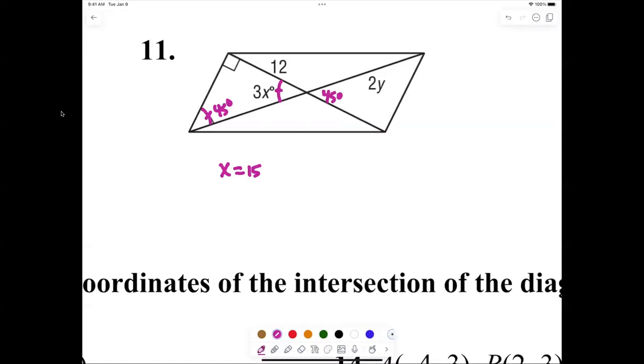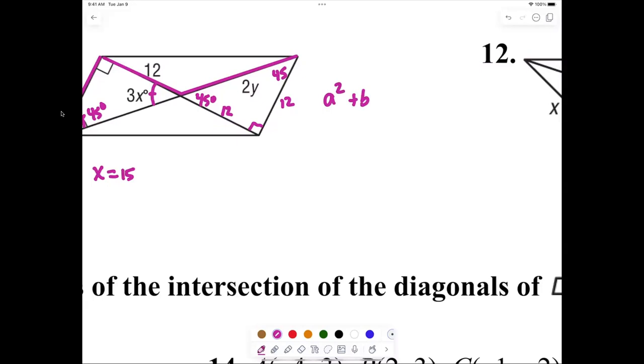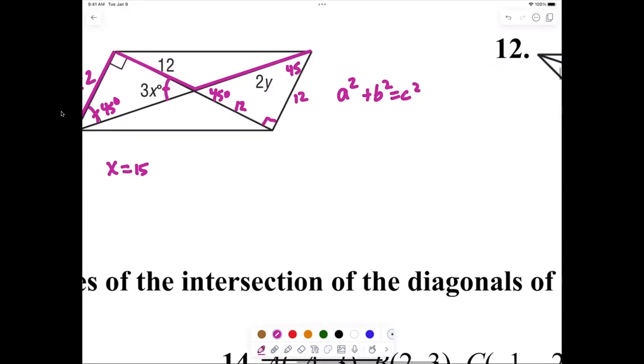Now, if those are 45, then that makes this a 90-degree angle, correct? Which means this is 45, do we agree? Which means that if this right here is 12, then this right here must also be 12. Does everybody agree with that? Which means this must be 12. Do we agree? Yeah. So then we can calculate this by doing what theorem? Right, a squared plus b squared equals c squared. So we have what?